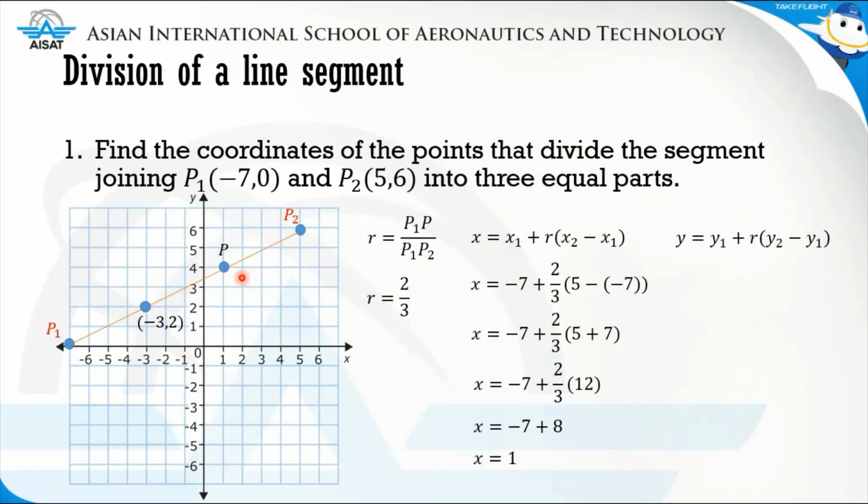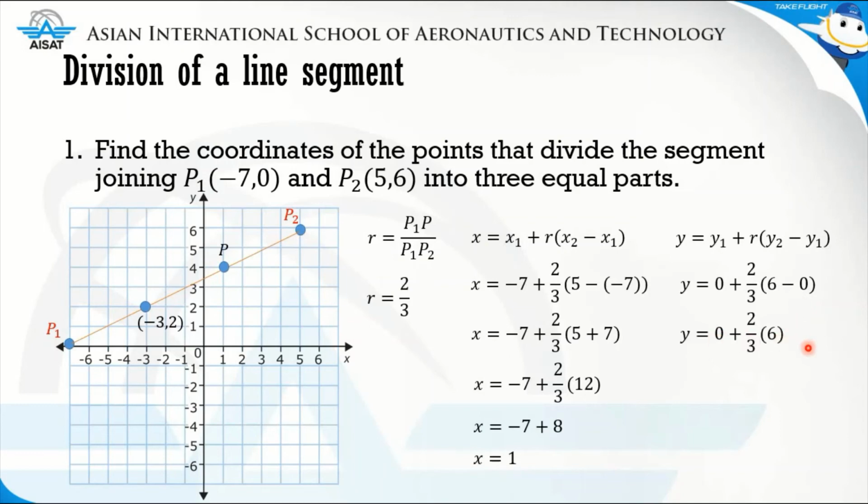Next is getting the value of y. So to get the value of y, we have the formula y sub 1 plus r times the quantity of y sub 2 minus y sub 1. So substituting the values of y sub 1, y sub 2, and r, we'll have 0 plus 2/3 times the quantity of 6 minus 0. So simplifying 6 minus 0, we'll have 6.